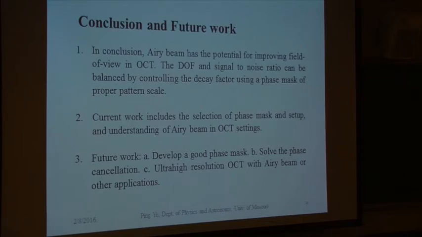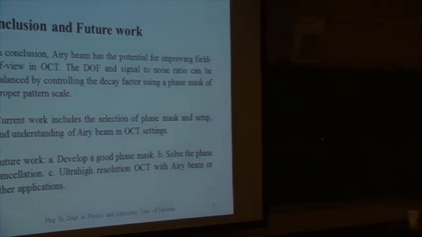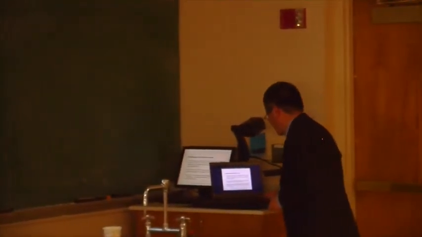When you have an ultra-high resolution, in that case, Gaussian beam expands quickly. Airy beam does not. And it's able to get 2 or 3 millimeter depth penetration. So ultra-high resolution OCT is a direction to use Airy beam to get benefit from it. So this is my current calculation.